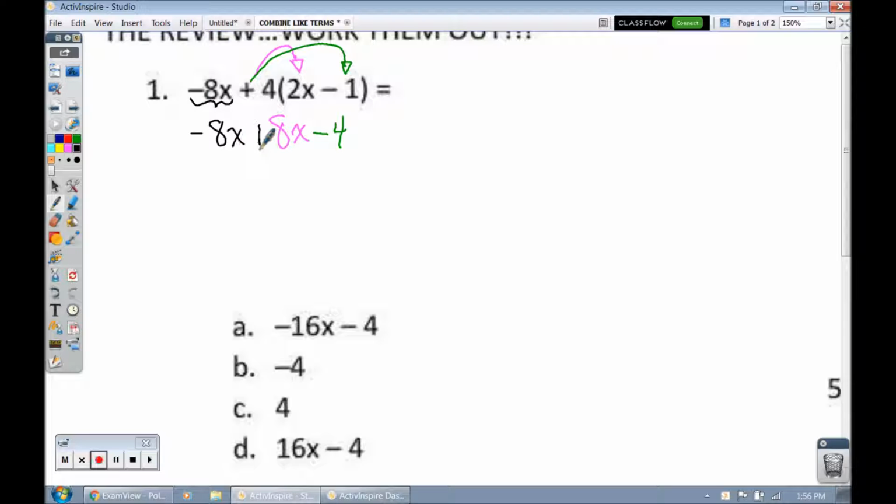And we're going to put a plus sign right here because this 8x in our little pinkish purple, that is positive. So now let's combine like terms. X's go with x's. Well, if I have negative 8 and positive 8, guess what? Those just cancel out. And so my answer that I'm left with is negative 4. So my answer is B, negative 4.